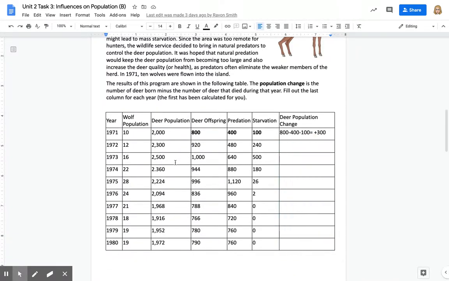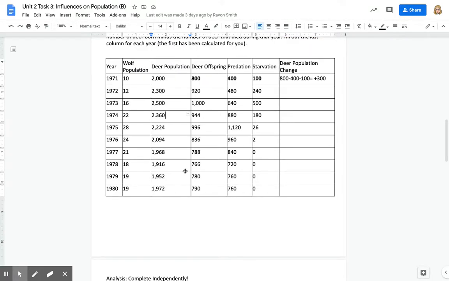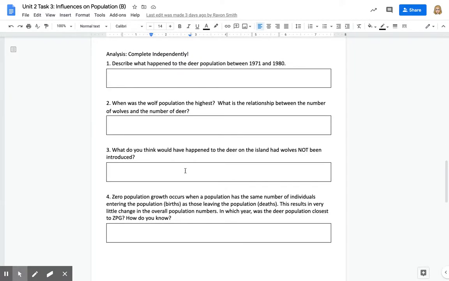Some of the population change will be negative. Look, from 1973 to 1974, the deer population goes down. So if you get a negative number, do not be alarmed. That is correct. Okay, then you have some analysis questions.